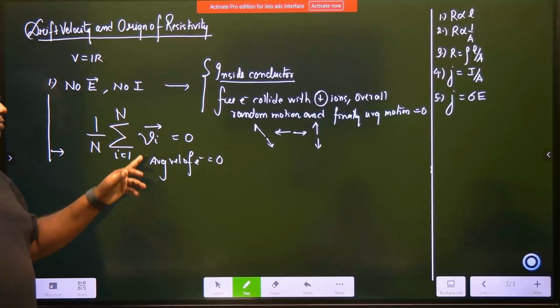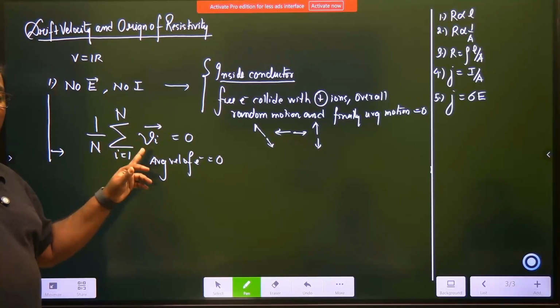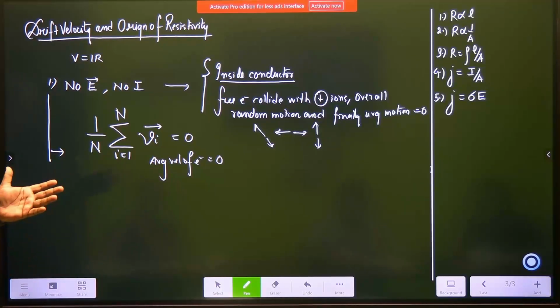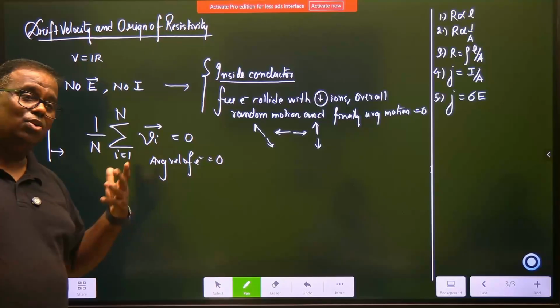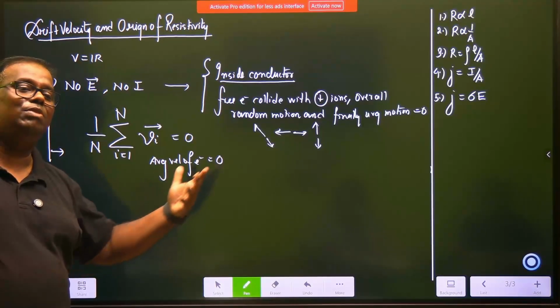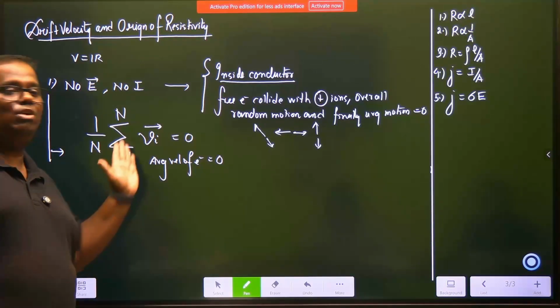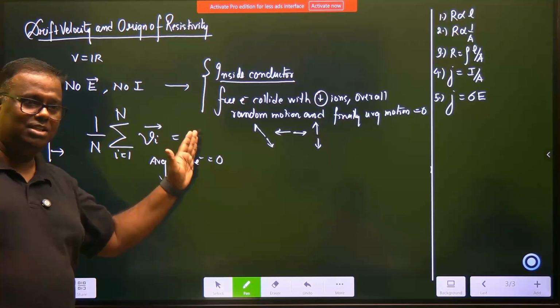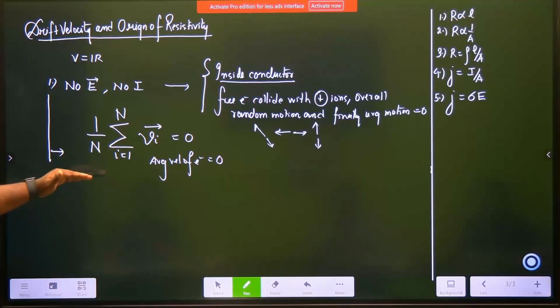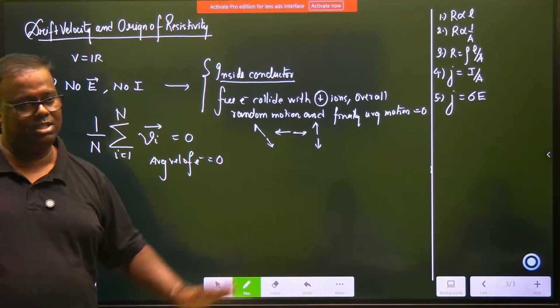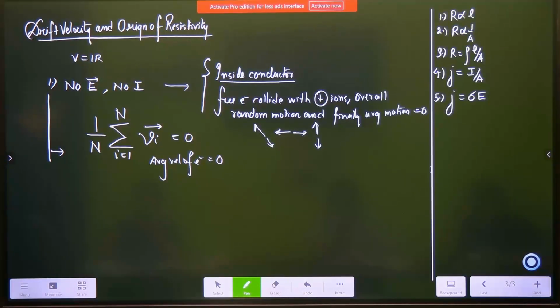And the no current is because the average velocity of all the electrons taken together is 0. Suppose I had n number of electrons and each has got an individual velocity, V1, V2, V3. So I said let it be Vi, and I gave a counter i equal to 1 to n. Add all the Vi's and divide them by the total number of electrons, then it should be equal to 0. This is my first understanding. Is this clear?